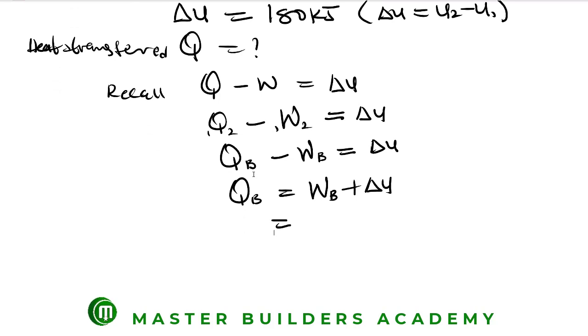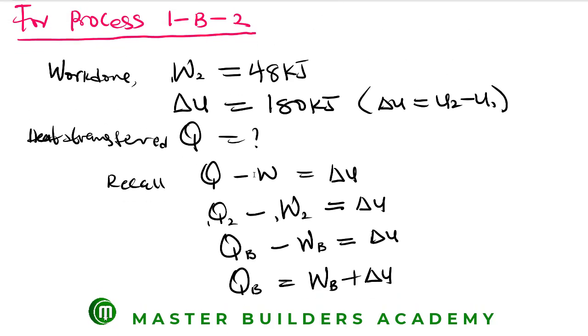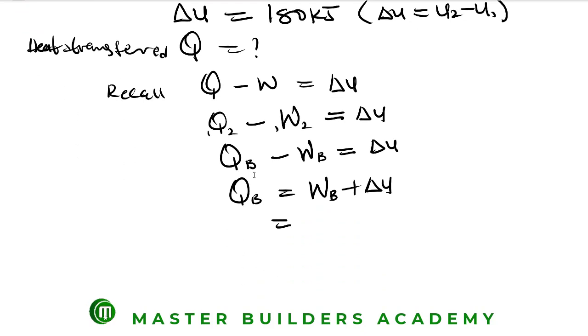So now what is our work done? Again, the work done in this process is 48. So we just have 48 plus the internal energy is 180. It's as simple as that. So 48 plus 180 will give us 228 kilojoule. Don't forget that this is the unit. And then this is positive, right?